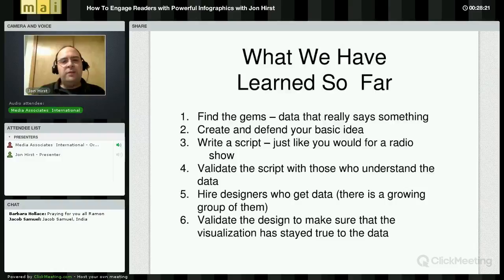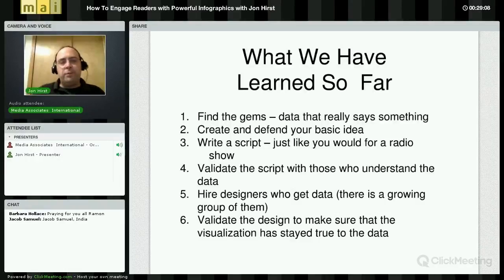Secondly, you have to be able to create and defend your basic idea. Just like with a book proposal, an infographic has to be presented and proposed in that way. You have to say, hey, we want to build an infographic on this subject. Does it hold water? That's an American expression. Does it make sense? Does it stand the test of time? Is it something that will work when it is scrutinized?